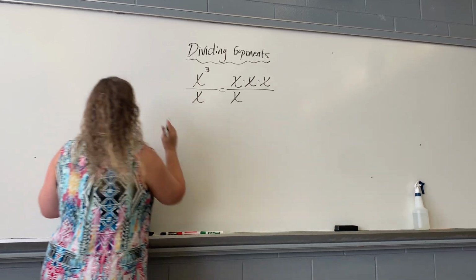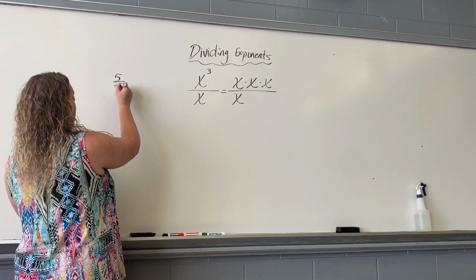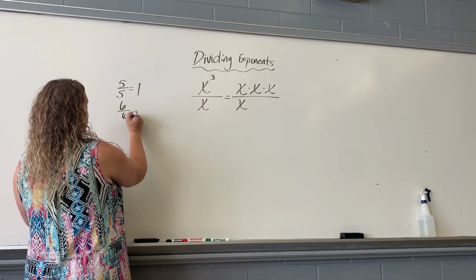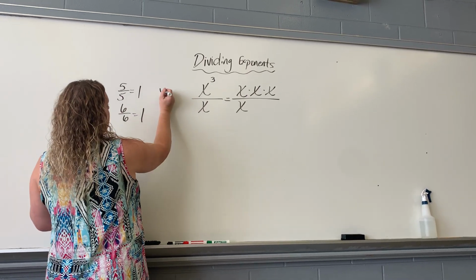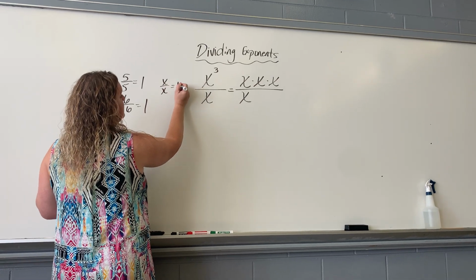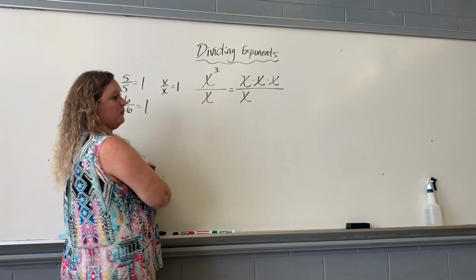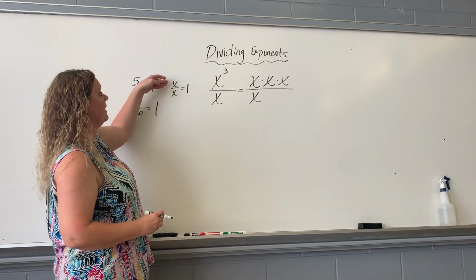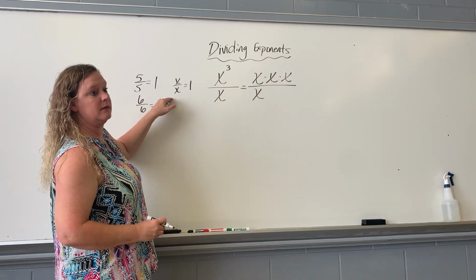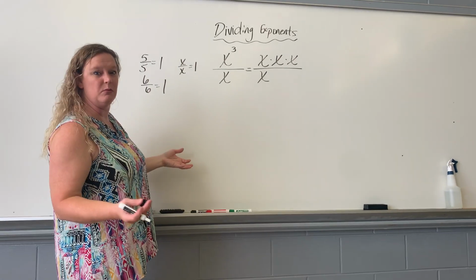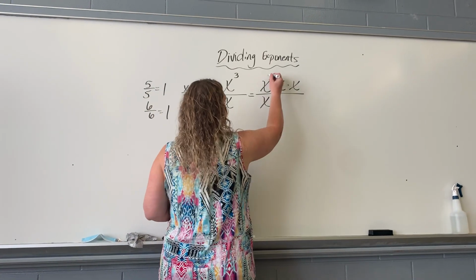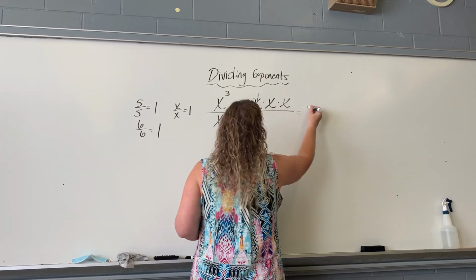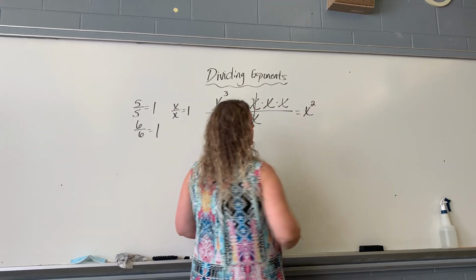Think about it like this. What is 5 divided by 5? 1. What is 6 divided by 6? 1. What is x divided by x? It's got to be 1. It's the same number. We don't know what x is, but whatever number it is, it's the same number on bottom, right? So they cancel out to a 1. So what are you left with? X times x, which is x to the second power.